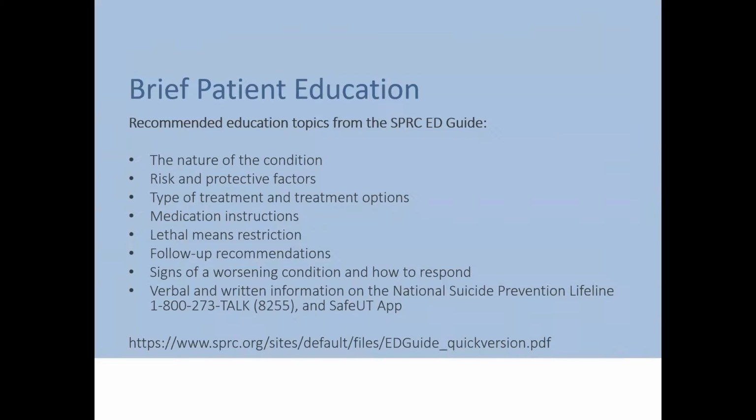Then we want to make follow-up recommendations, help them become aware of the signs of a worsening condition and how to respond. Because if they are in a crisis at the moment, their ability to hear a lot of what you have to say is going to be reduced. And so we want to make sure we also provide things in a written format for them, especially the National Suicide Prevention Lifeline and the Safe Utah app, and make sure that they're set up with that and they know how to utilize it.